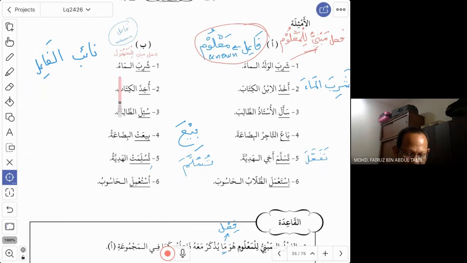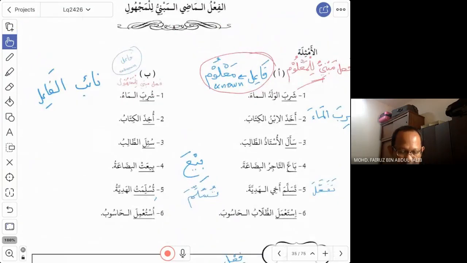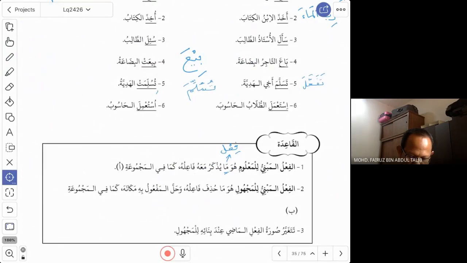So you mention the word ma, and since this is the replacement of fa'il, fa'il is marfu, so the replacement of fa'il, na'ibul fa'il, is also marfu. That is why, as you can see here, the word ma, in the original sentence this is maf'ulun bih, mansub, but now it has changed to marfu. Okay, so we will talk about this inshallah in another lesson. But as for now, we just focus on what is mabni lil ma'lum and what is mabni lil majhul. Okay, so you can just ignore this part. Okay, we take up to this.